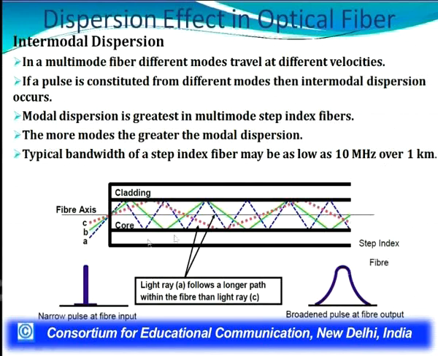Now here we see in the diagram that the fiber axis is here, this is the core, this is the cladding, and the light is moving with a different velocity inside the step index fiber. And here we see the signal, narrow pulses at the fiber input, but at the output, as all the pulses gather together, we get the broadened pulses at the fiber output.